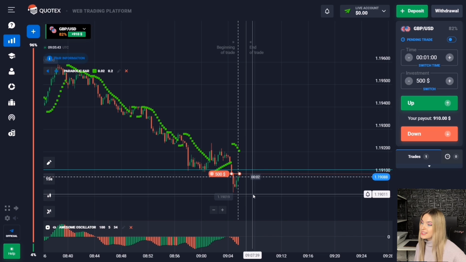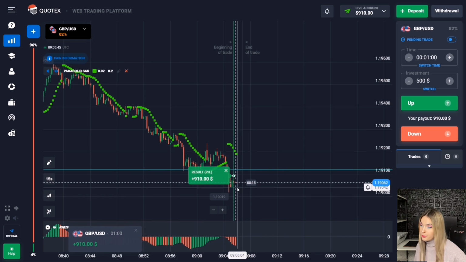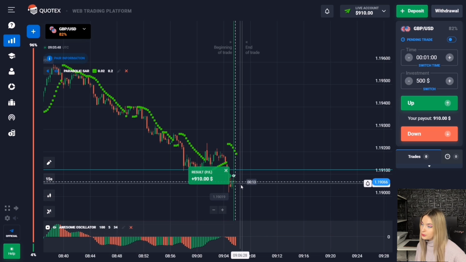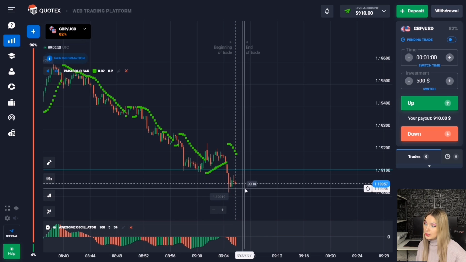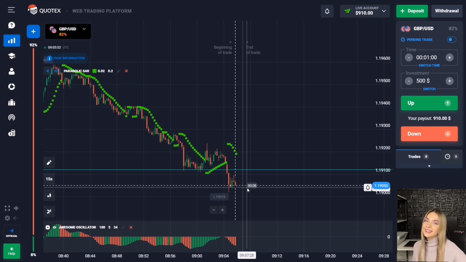Great guys, as you can see, this level was really broken and we made a profit. This indicator gave us a good entry point. The price really continued to move down. Not a bad start. Let's continue and find another situation on the market.